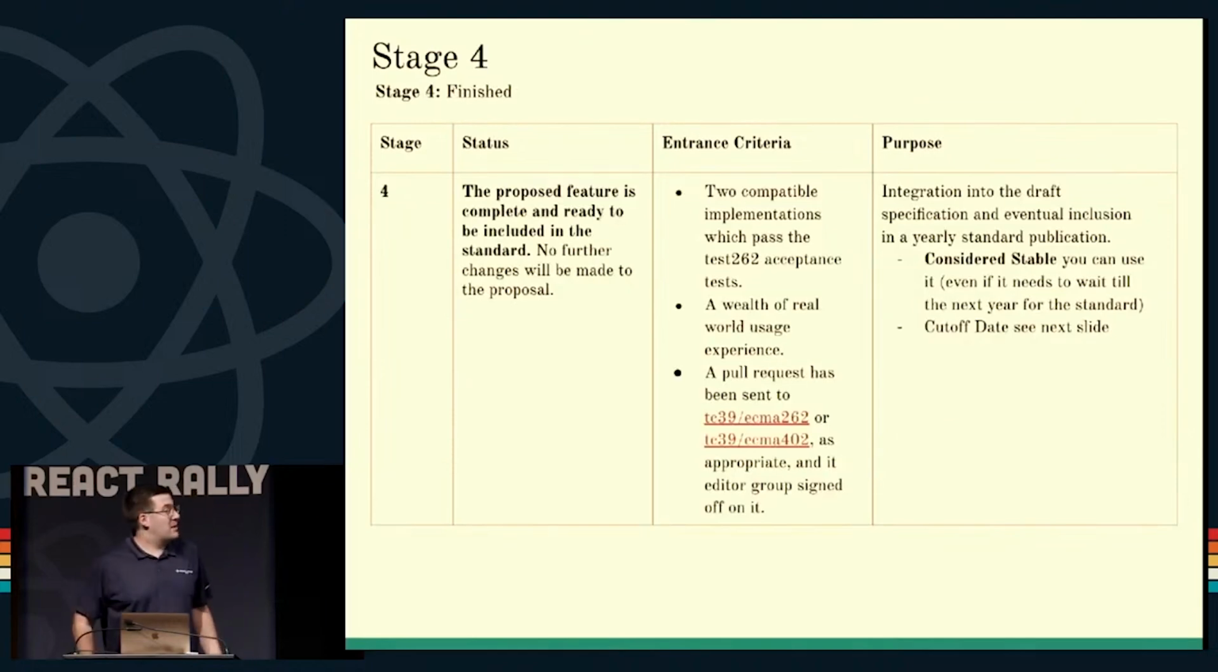And then stage 4 is my favorite: ship it, it's finished. So once it's in stage 4, it's proposed, it's ready to be included in the spec. What's it take to get here? At least two compatible implementations need to pass all of the Test262 acceptance tests. Very robust test suite, if you will. You could see them all on GitHub. And they'll collect a wealth of real-world usage to understand that, and then the proper pull requests, et cetera.